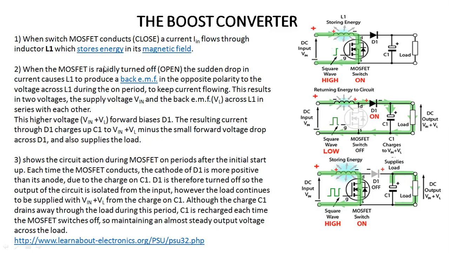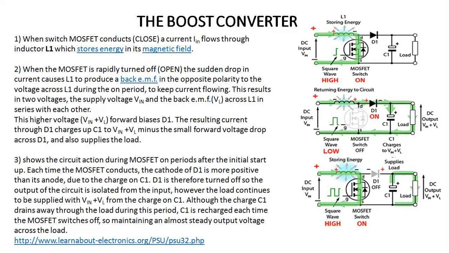But when we are making the switch off, as soon as you switch it off, at that time we can say here the MOSFET switch is off. The sudden drop will occur in the current, which will cause L1 to produce the back EMF. And we are aware about the back EMF. Back EMF, it means what? The EMF which will work in the opposite direction with respect to the input voltage.